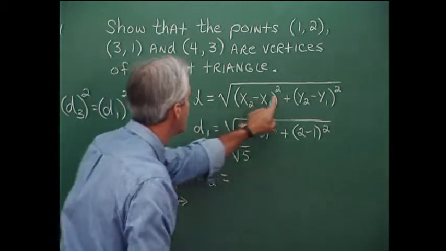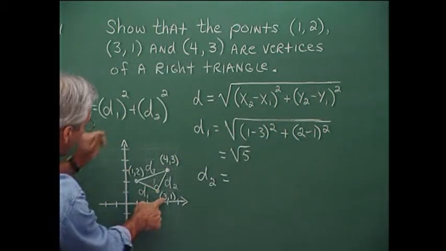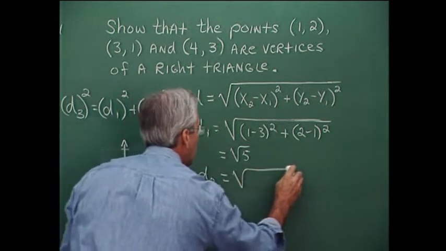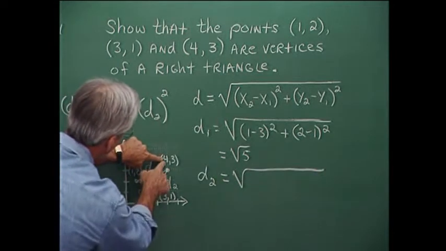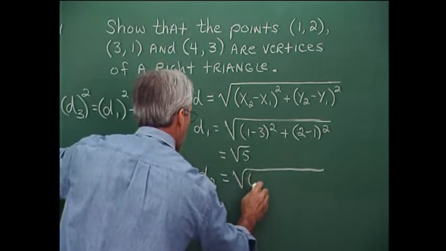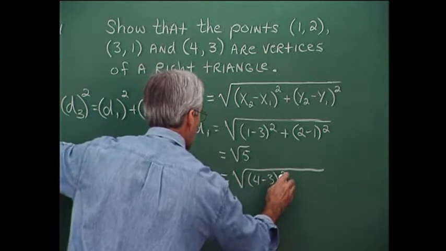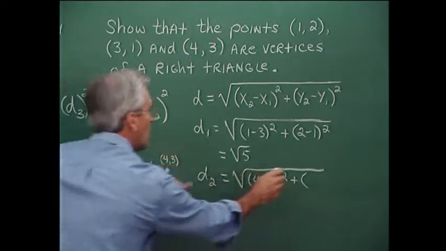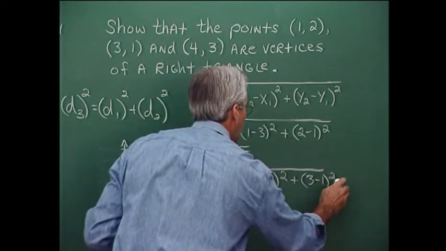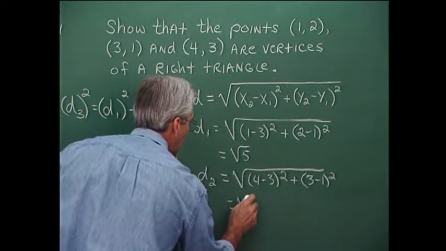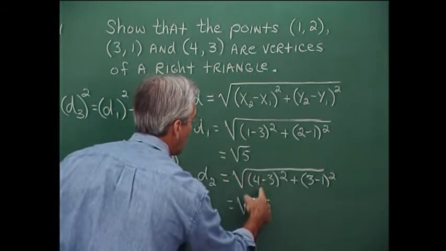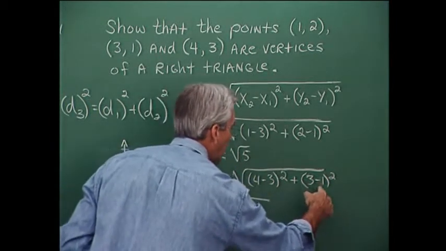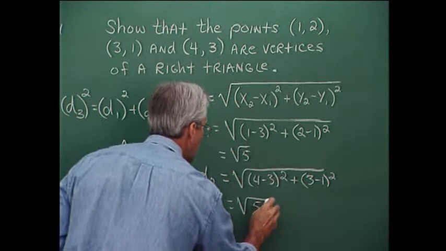Now I'm plugging into this relationship, and for D sub 2 I'm looking at the coordinates of these 2 points. So I've got the square root of the difference in x components, 4 minus 3, squared, plus the difference in y components, 3 minus 1, squared. And now what is this? This is the square root of, well, 4 minus 3, that's 1. 1 squared, that's 1. 3 minus 1 is 2. 2 squared is 4. So 1 plus 4, 5 under the radical. So the square root of 5.